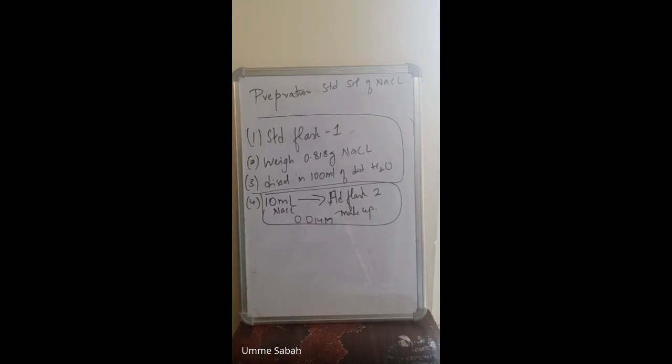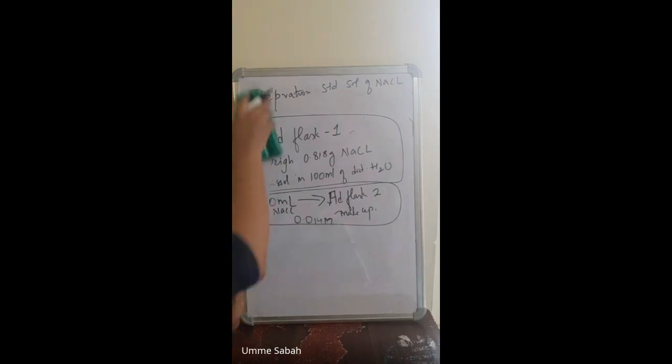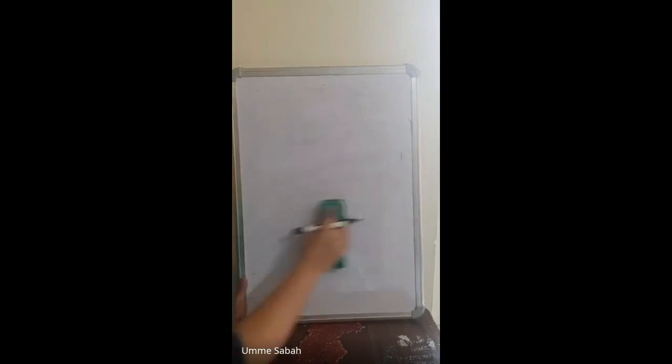Yes, ma'am. Okay, next. Standardization of silver nitrate solution. Okay, now what we are doing is from the second flask of sodium chloride. We took 10 ml and then we make up the mark, right? That particular second flask of sodium chloride. From that particular flask, from standard flask 2, I'll write this.